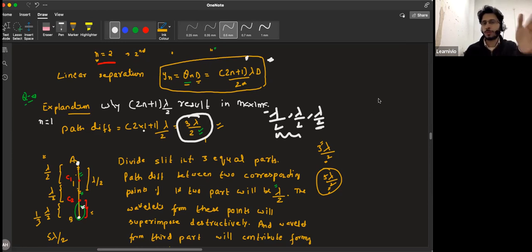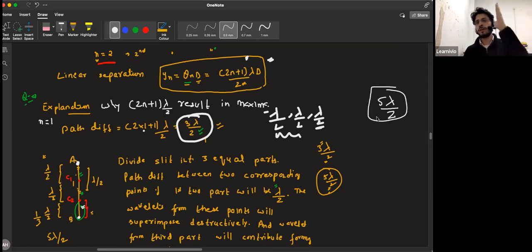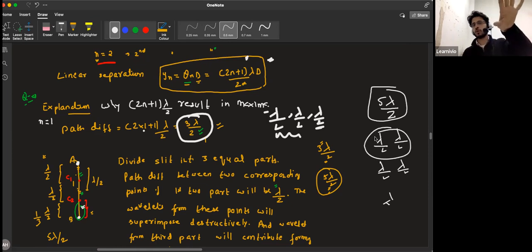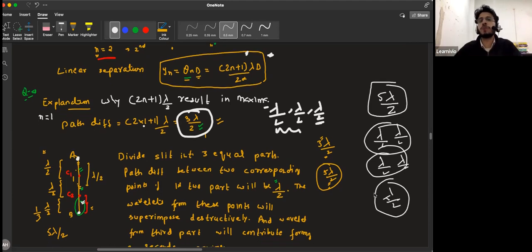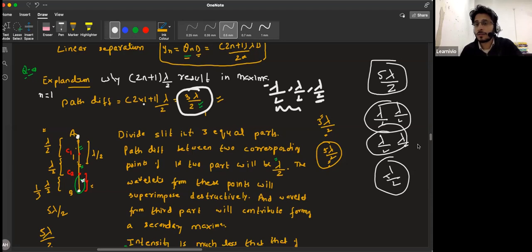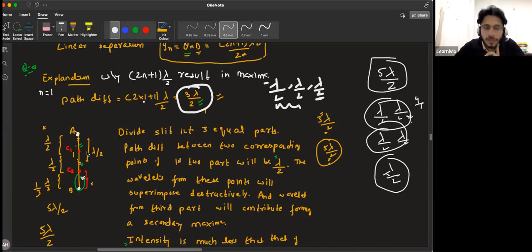If I ask you to explain the same thing for waves where path difference is 5 lambda by 2, what you will do, you will divide the slit into 5 equal parts: lambda by 2, lambda by 2, lambda by 2, lambda by 2, and lambda by 2. So for the first two parts, the waves will get cancelled out. Next two parts will get cancelled out. Only this part will be left. That's why as you go to the higher order maxima, the intensity will decrease. Here, 4/5 gets cancelled out. Here, 2/3 gets cancelled out. If you go to higher maxima, then more of the intensity will get cancelled out.